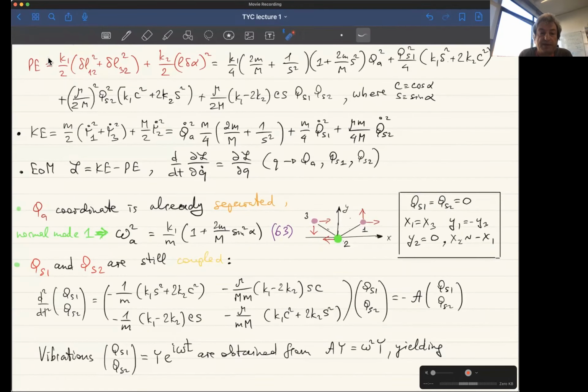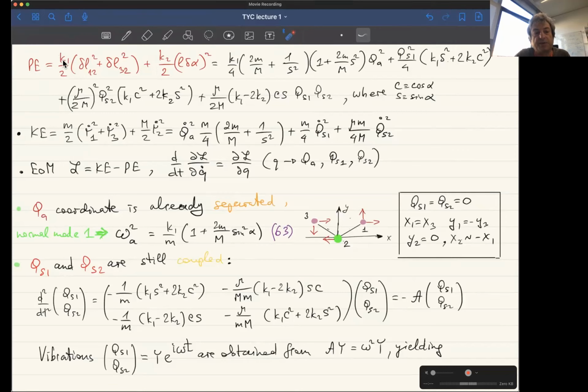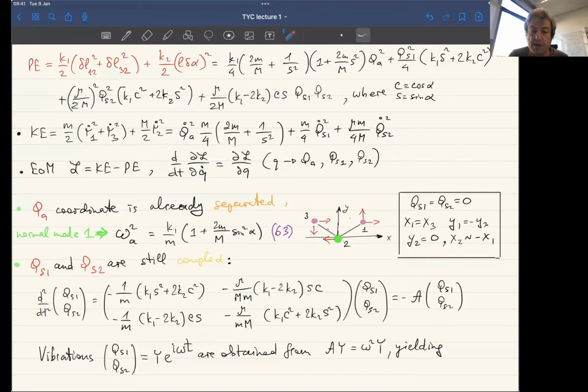When we write the potential energy of the system, we assume the following form. So we have some stretching contributions in the form of a harmonic oscillator, each of them, and some contribution due to the change of the angle between the hydrogens and the oxygen. Of course, these elastic constants, K1 and K2, should come from somewhere, either from some classical force constant model, or maybe from some quantum mechanical calculations like DFT calculations.